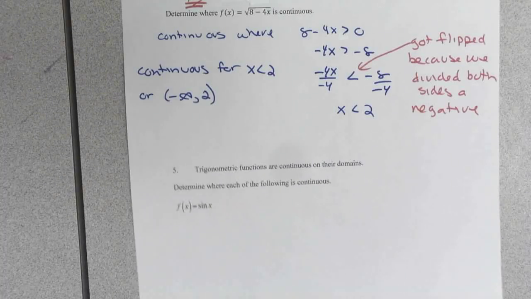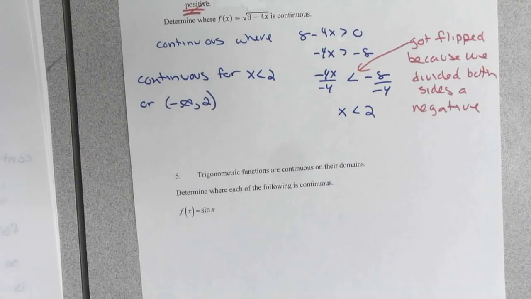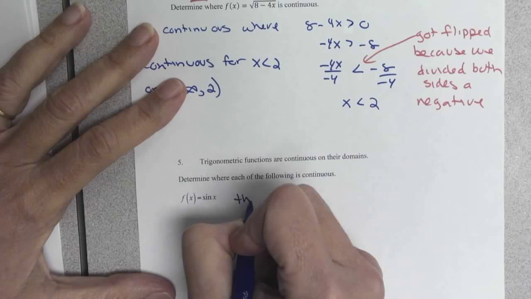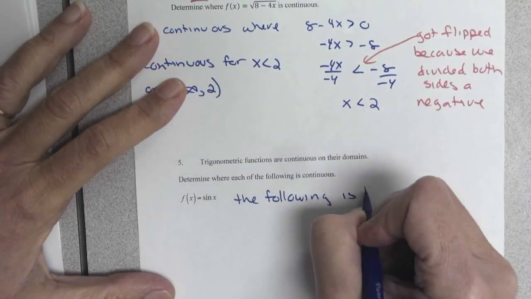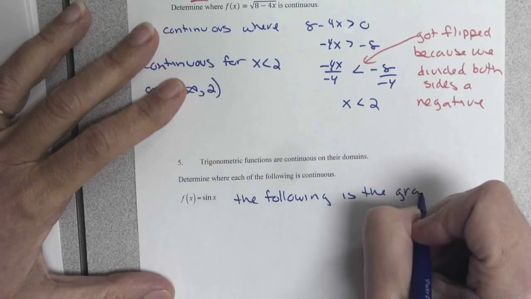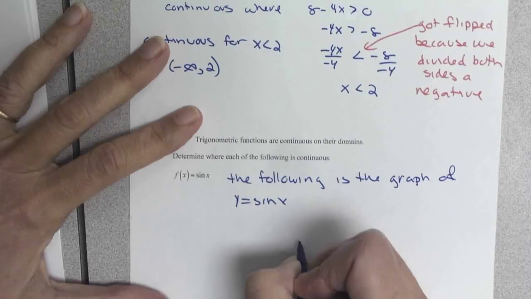Okay, trigonometry. Trig functions are continuous on their domains. That's all the mathematicians give you. So you've got to remember about trig functions. Now this one we're going to do graphically. Graphically is not a perfect way of doing things, but good enough for our purposes here. So the following is the graph of y equals sine x.